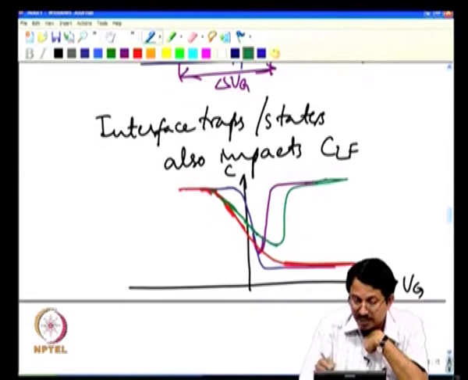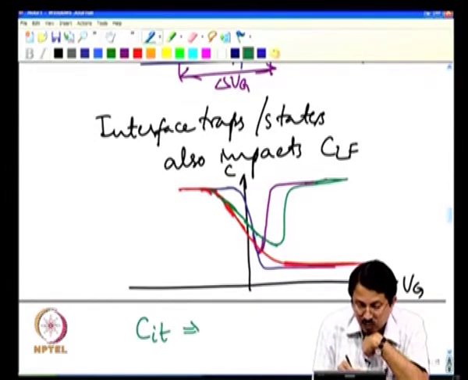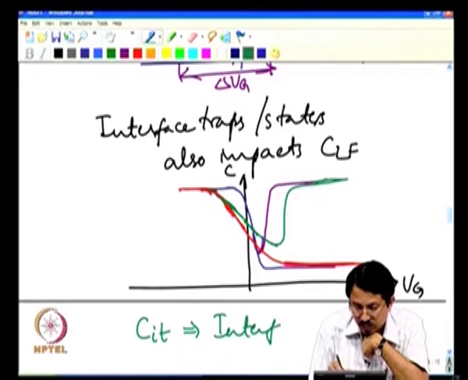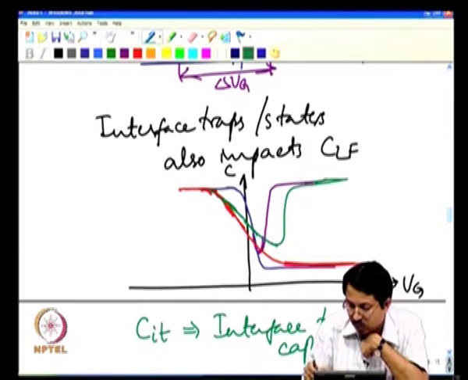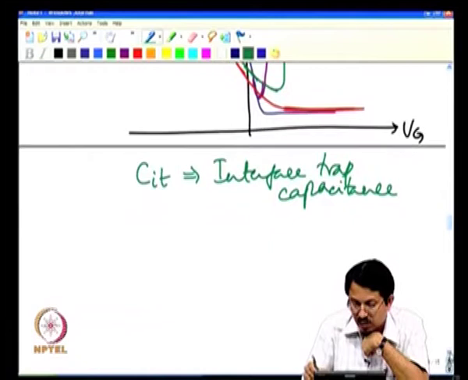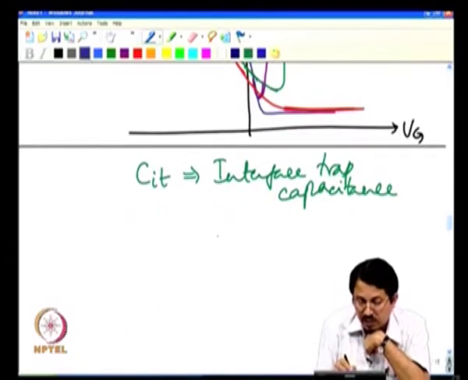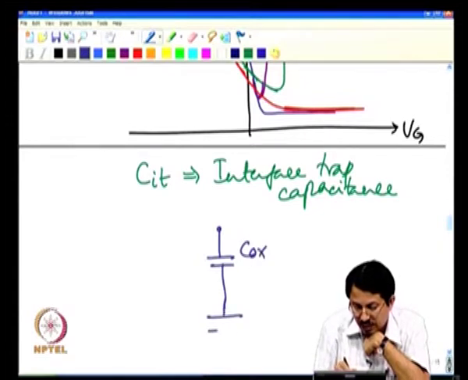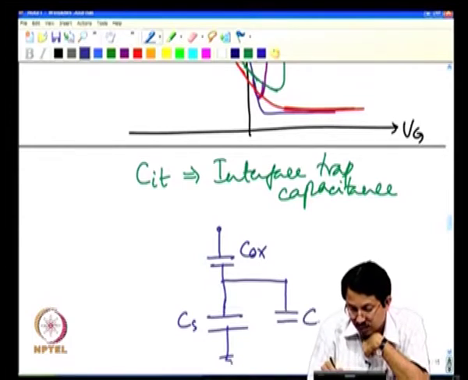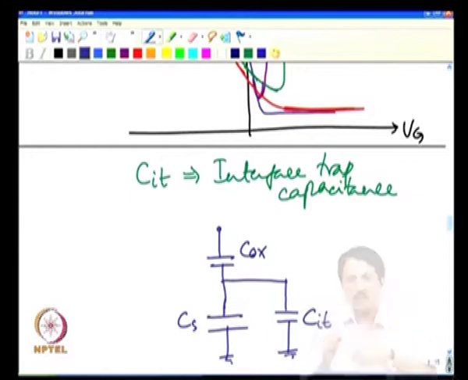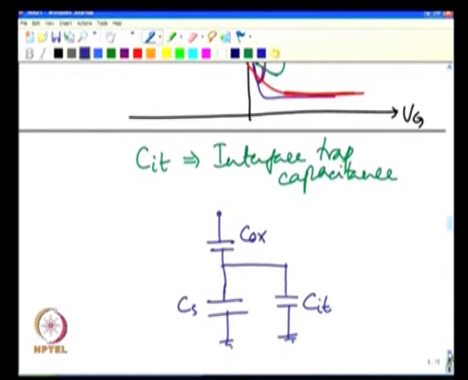In fact, we model this as CIT, which stands for interface trap capacitance. In other words, more specifically, remember the equivalent model that we had. I had Cox, I had C silicon here, correct. This is my equivalent circuit, and now I have something called CIT. Now, what is the CIT?